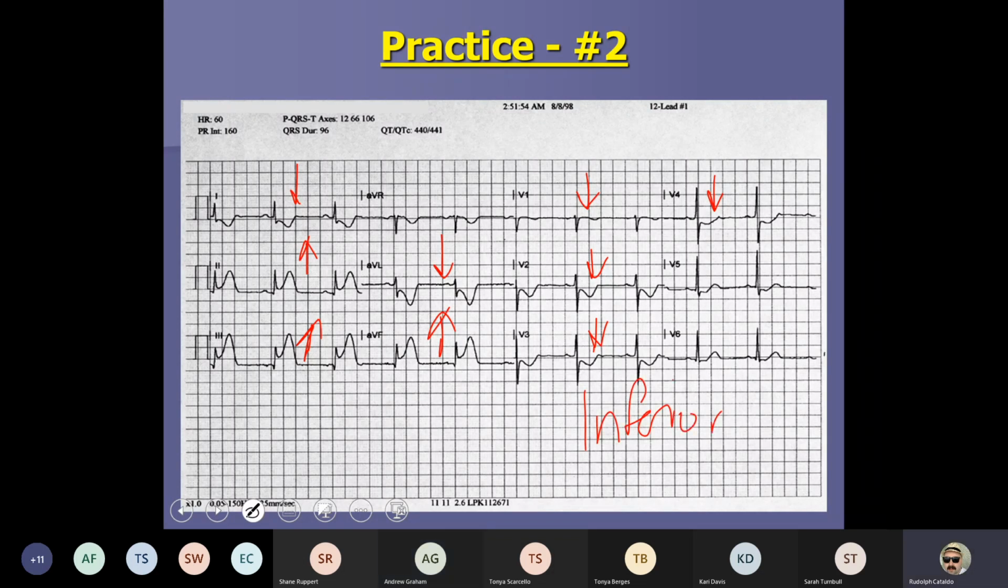And remember, anybody that's not talking, if you have questions about it, please ask during this. If somebody judges you, I will kick them out of this class. I swear to God. Inferior MI, call it a STEMI. Okay, I like that. Treatment.